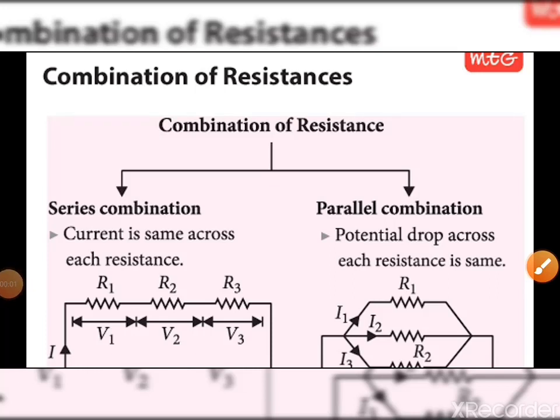Hi, now we are going to see the combination of resistance. We are using resistors in electrical circuits at various places. Due to the combinations, the effective or total resistance will vary. Basically there are two combinations: the series combination and the parallel combination.